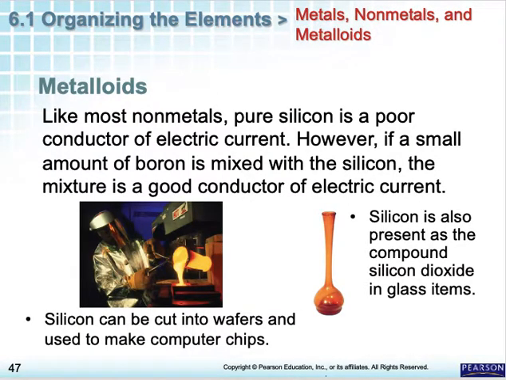Metalloids, like most nonmetals, pure silicon is a poor conductor of electric current. However, if a small amount of boron is mixed with silicon, the mixture is a good conductor of electric current. And so the silicon can be used in the compound silicon dioxide, which is what glass is made of, or silicon can be cut into wafers and used to make computer chips.